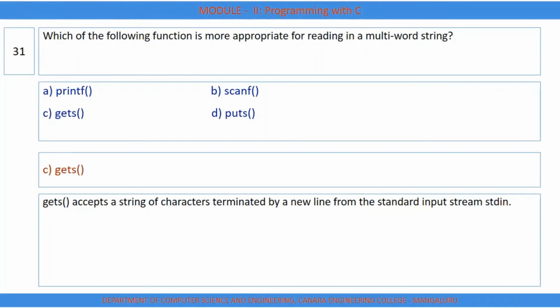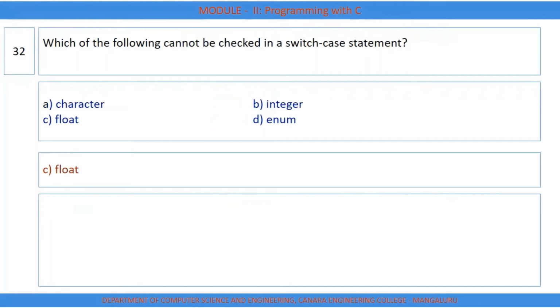Scanf and gets are input functions. Scanf reads input until it encounters white space, new line, or end of file, whereas gets reads input until it encounters new line or end of file. Printf and puts are output functions.